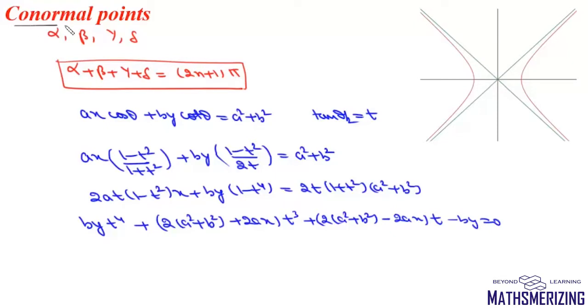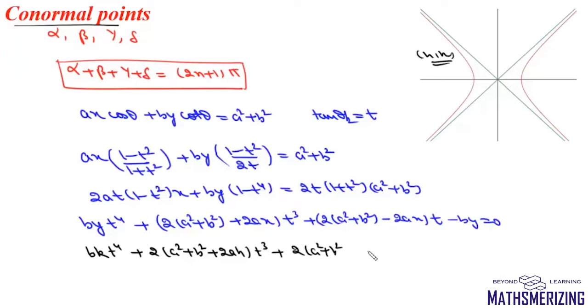Now since we are talking about conormal points, all these normals will pass through the same point, say h comma k. So we'll put x as h and y as k. We can write this equation as bk t to the power 4 plus 2(a square plus b square plus 2ah) t cube plus 2(a square plus b square minus 2ah) t minus bk equals 0. Now this equation will have 4 real roots.